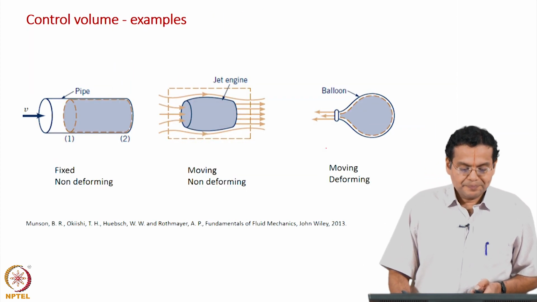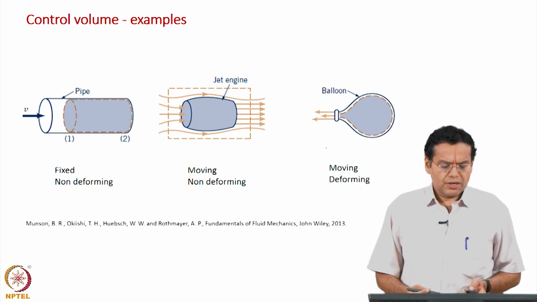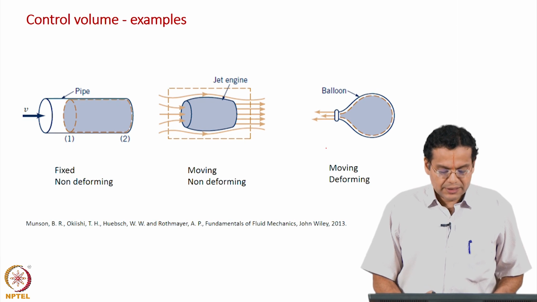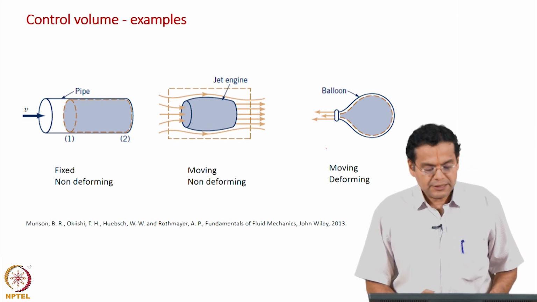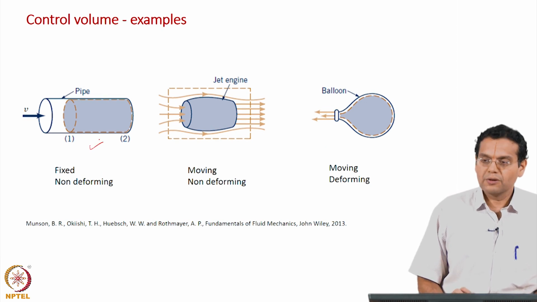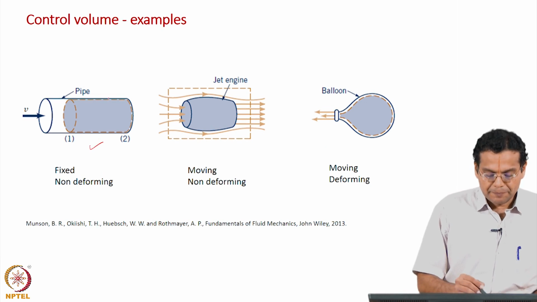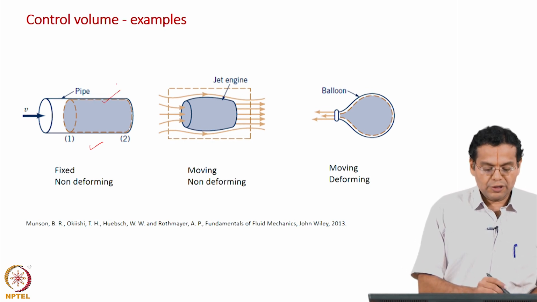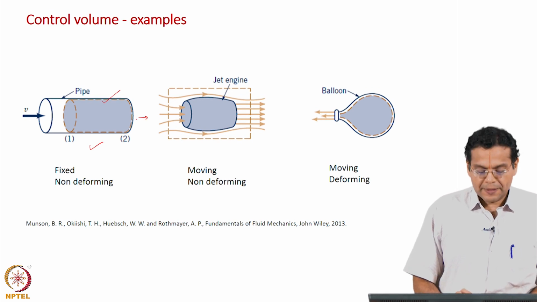Now, what are the different possibilities for control volume? Shown are 3 different possibilities. In the first case, what we have is a flow through a pipe, and this dashed line represents the control surface. Now, a fluid flows in, flows out, etc.